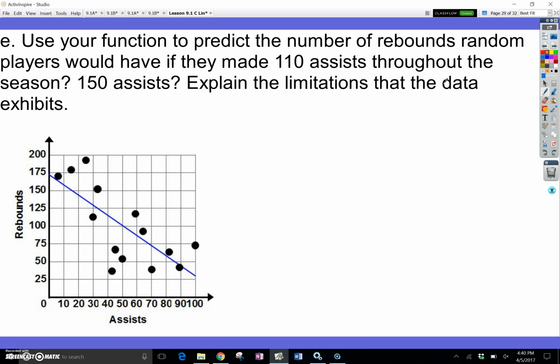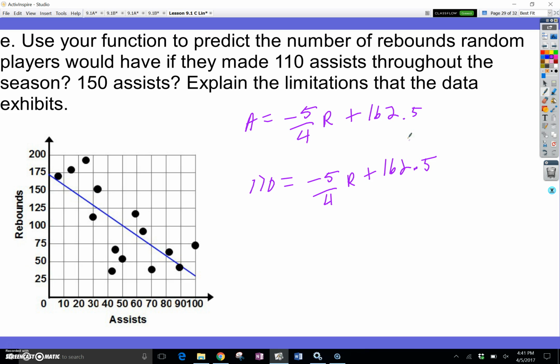Alright, use the function to predict the number of rebounds a random player would have to get if they made 110 assists throughout the season. Explain your reasoning. So I'm going to set this up and then I'm going to want you guys to solve. Remember, the total amount of assists is equal to negative 5/4 rebounds plus 162. So if I have 110 assists, it would look like this. This is for 110 assists. I'm going to stop the lesson right here and I want you to finish the rest by yourself. I want you to figure out number E and the rest of the problems.